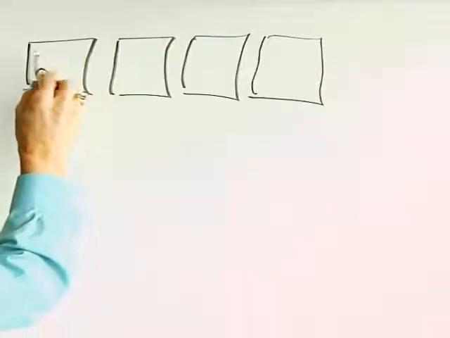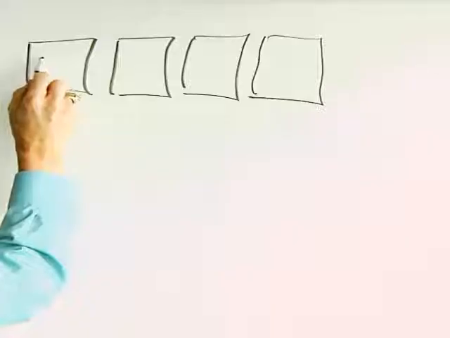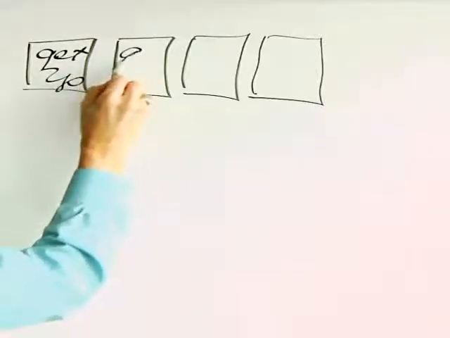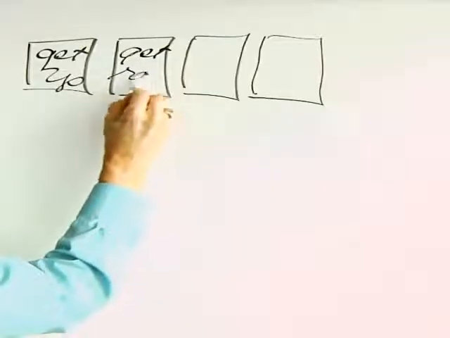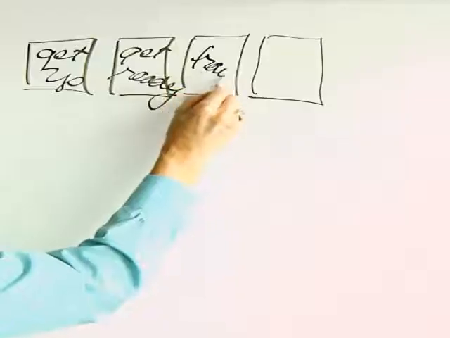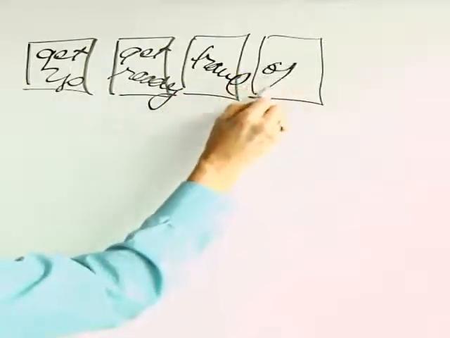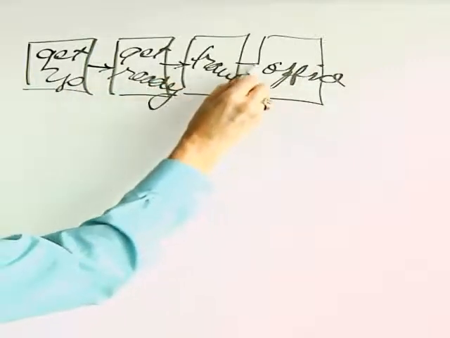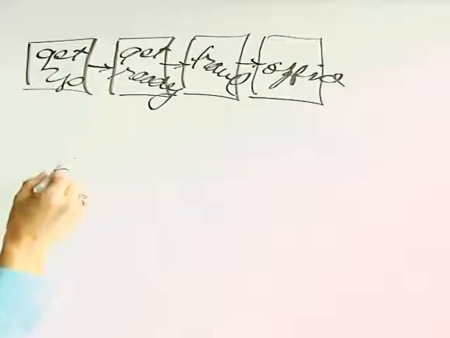For example, let's think about our morning process. We get up, we get ready, we travel to work, and we arrive at the office. Now, each one of these blocks does go in sequential order, but each block contains many activities.